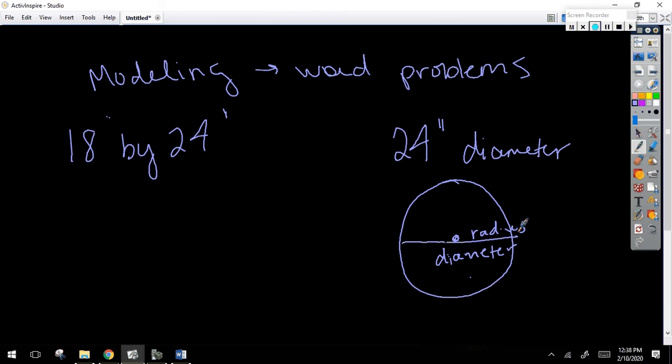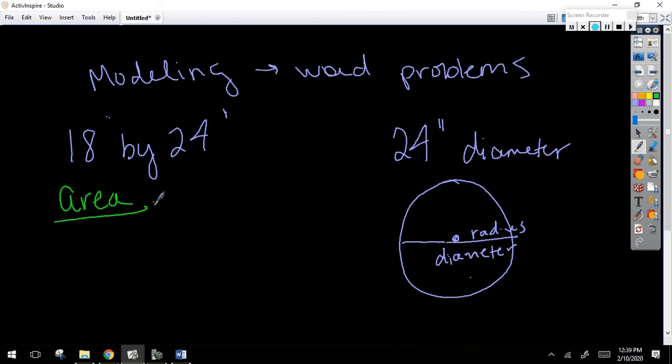I like the rectangle. I'll take the rectangle. Now I want to know which one gives you more pizza. Which one's the better deal? How do I find that out? Find the area of each one. You're exactly right. How do I find the area of a rectangle? 18 times 24. Length times width.